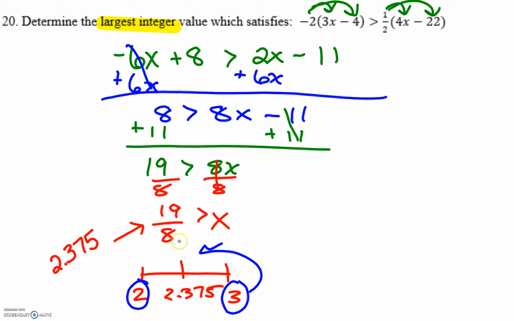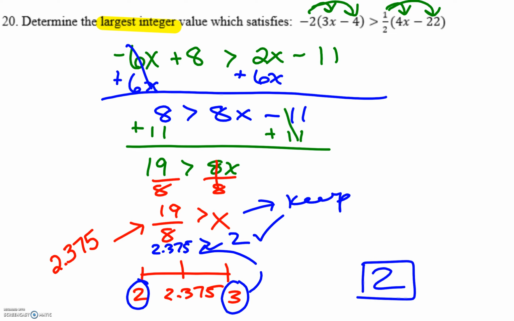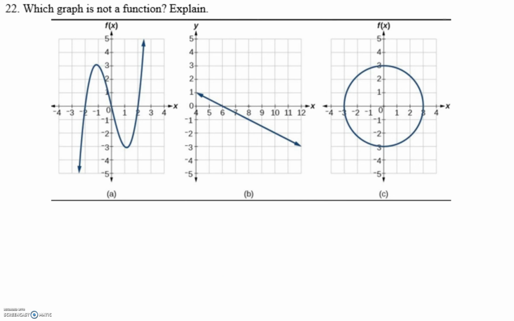If I put a 2 here, is it true that 2.375 is greater than 2? Yes. If I put the 3 in place of the x, that is no longer a true statement. So I'm going to keep that as my work, and then my final answer for the largest integer would just be 2.